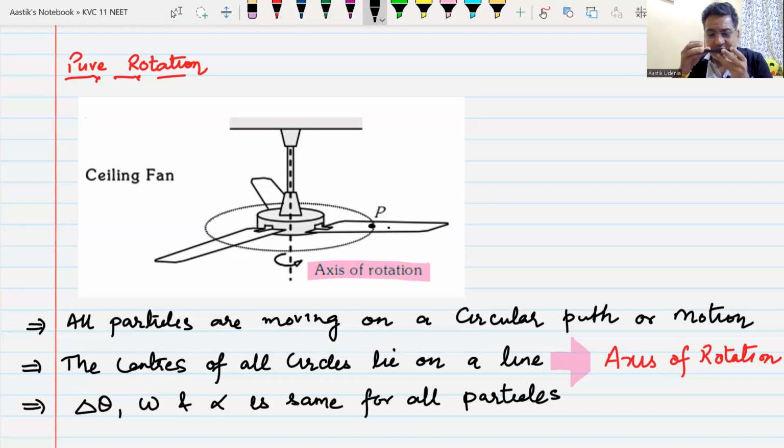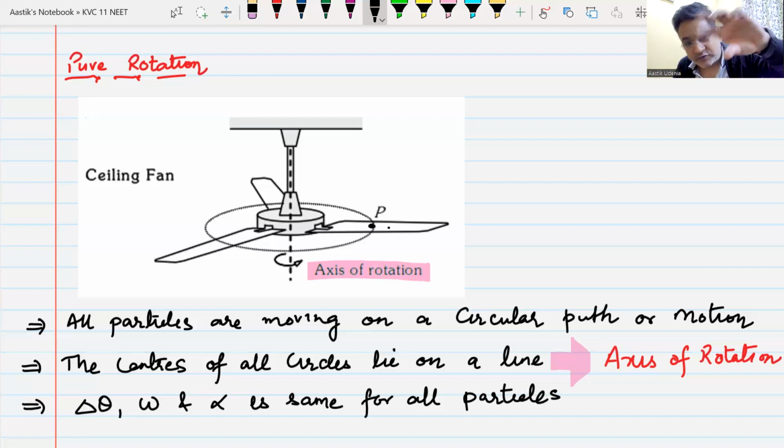In translational motion, what was happening? If one particle was moving by 5 meters, all the particles were moving by 5 meters. Do we understand this? When in pure translation motion, if one particle moves by 5 meters, all the particles move by 5 meters. We understand this? In pure rotation, if one particle rotates by 30 degrees, all the particles rotate by 30 degrees. This is pure rotation.